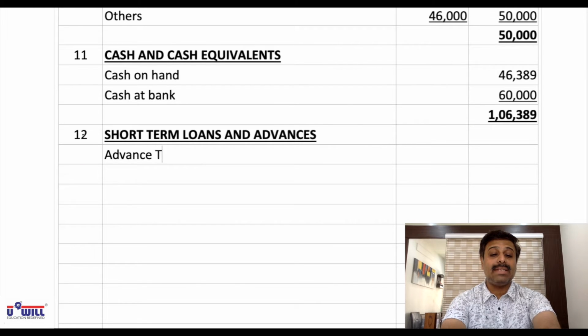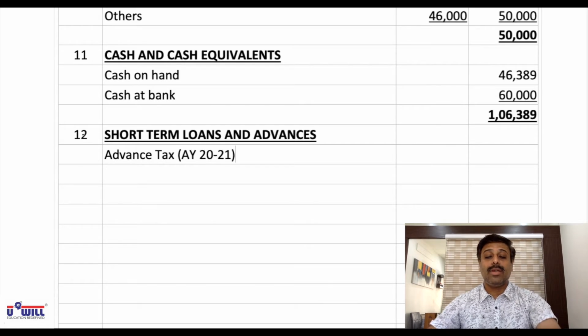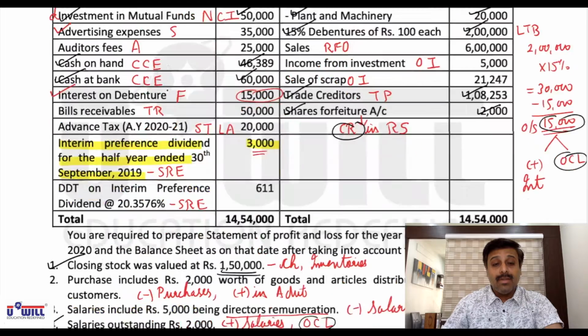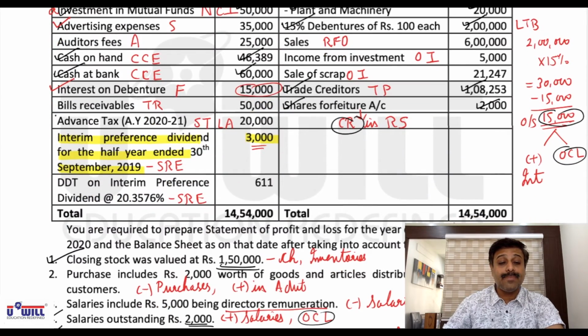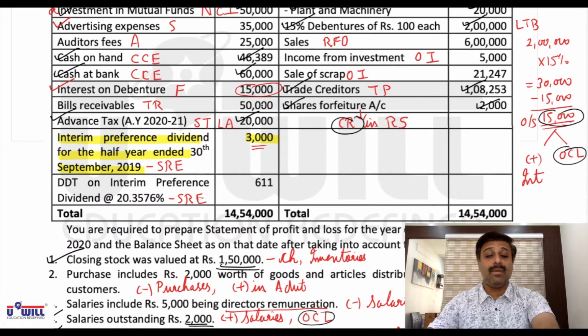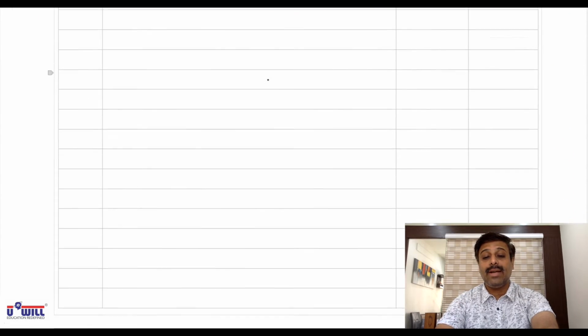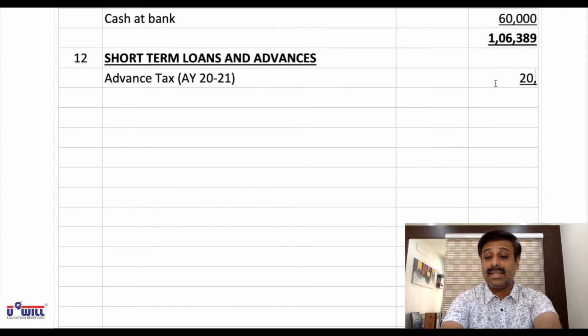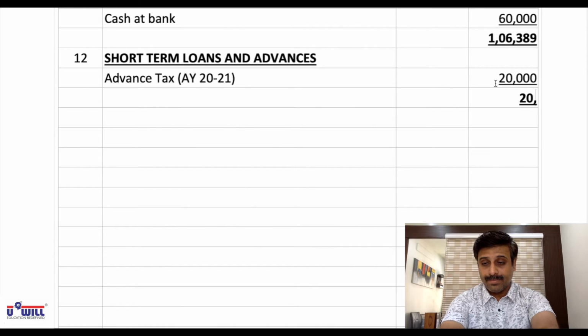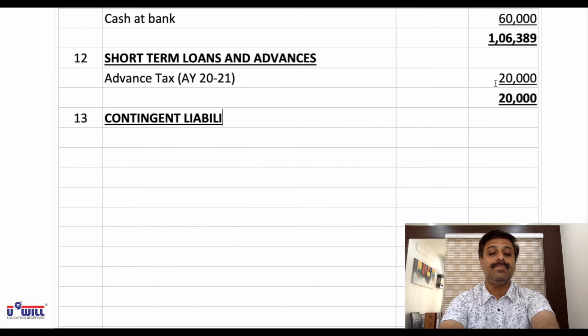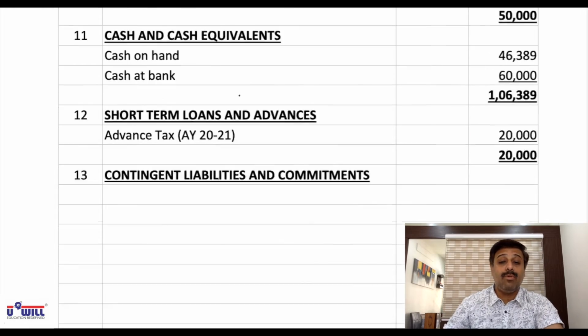Then after cash and cash equivalents, we have short-term loans and advances. In that we have advance tax for the assessment year 2021. Okay, advance tax given in the trial balance for the assessment year 2021 is 20,000. So that will come in short-term loans and advances, 20,000, and that itself will be the total. Then after short-term loans and advances, other current assets we don't have. So straight away contingent liabilities and commitments. Footnote items, all of them will come over here.